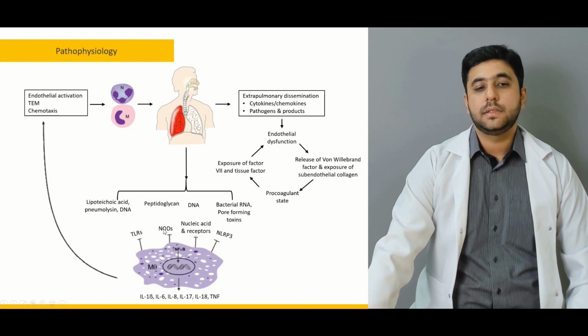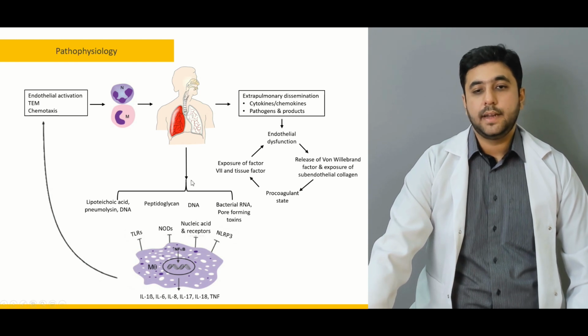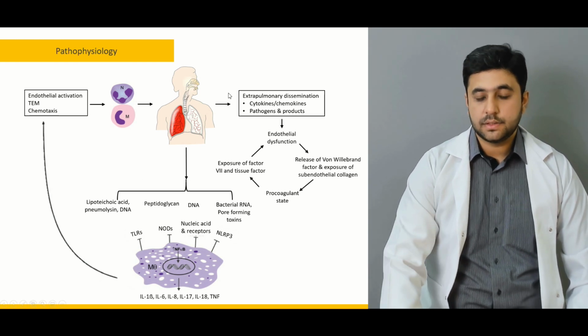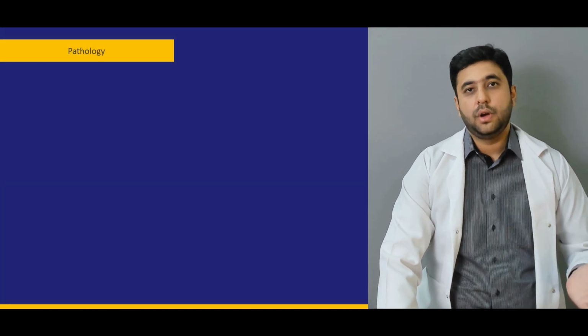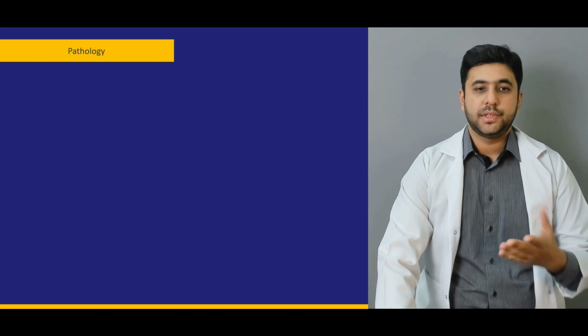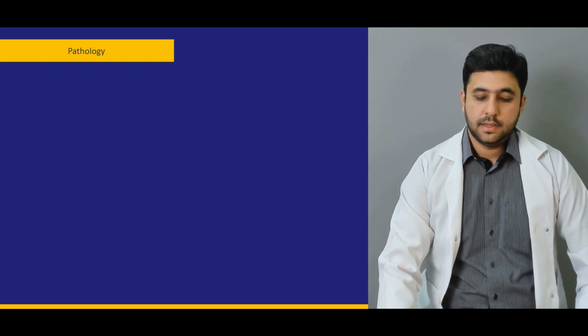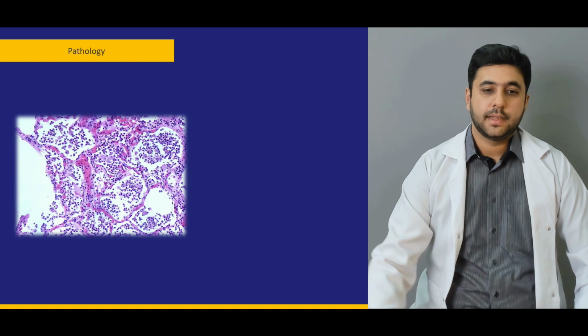So I hope this complicated diagram makes more sense to you now. So let's go further. After the pathophysiology, let's go a bit more into general pathology. What does it look like on a histopathological stain?